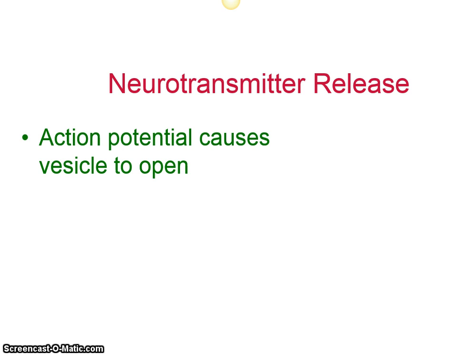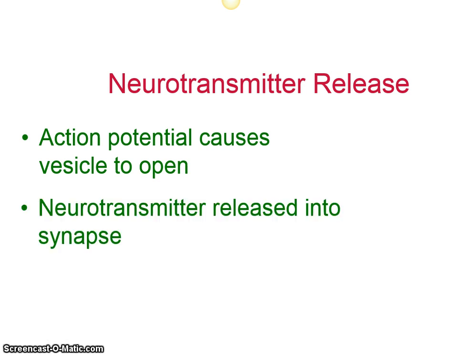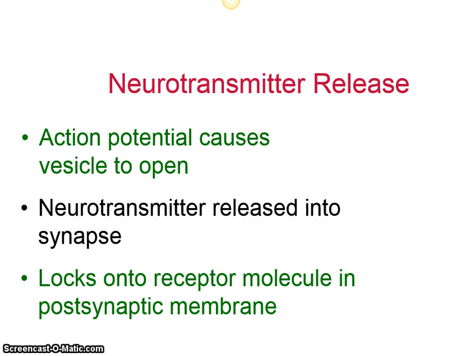Now let's talk about those chemicals that float between neurons across the synaptic gap. Remember that the action potential causes the terminal vesicles to open. Once the vesicles are open, the neurotransmitters are released into the synapse. And remember, these neurotransmitters are essentially chemicals. The neurotransmitters lock onto receptor molecules on the postsynaptic membrane of the receiving neuron.